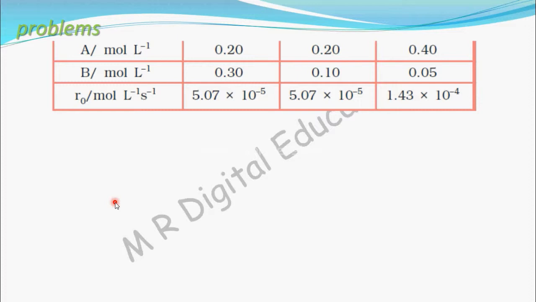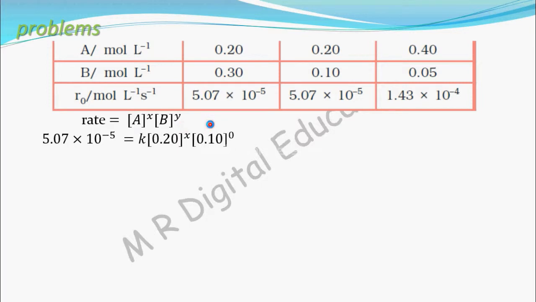Let's see now how to find order with respect to A. For that we have to form two equations by using rate law. This is rate law. Take any two experiments. I will take first this experiment. Write down the data for this rate law. Rate is 5.07 into 10 to the power minus 5. Here k is missing.